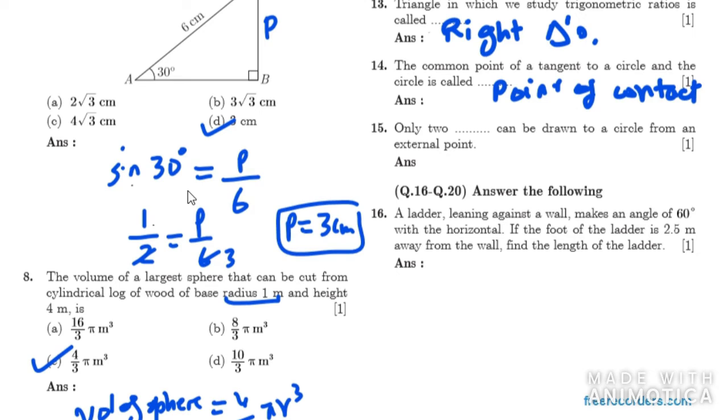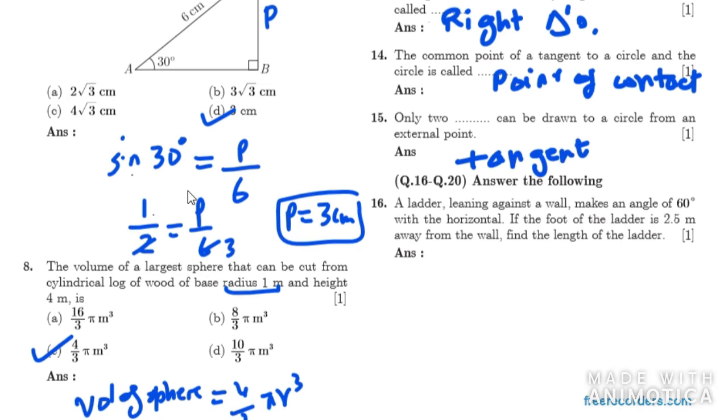Now next one. Only 2 tangents can be drawn to a circle from an external point, that is tangent. Now moving on to question number 16.